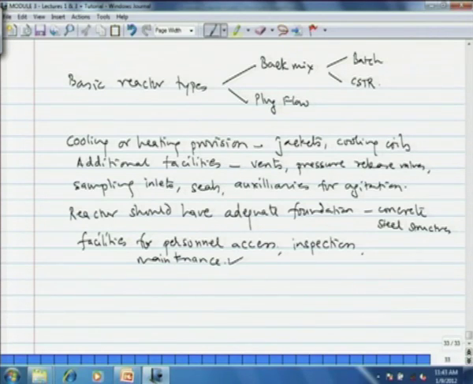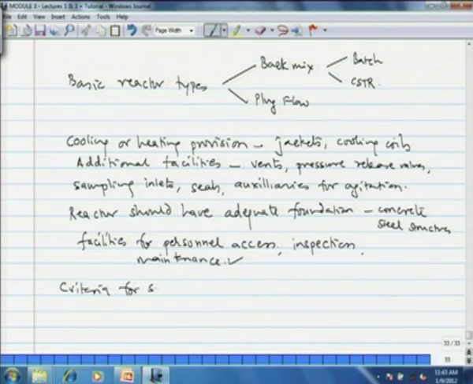Then special attention is to be given for agitation in case of stirred tank reactor design. Now most of the reactors are stirred tank type reactors because the reactant mixture has to be agitated, and correct agitation is critical for reactor performance. Now, criteria for correct agitation.